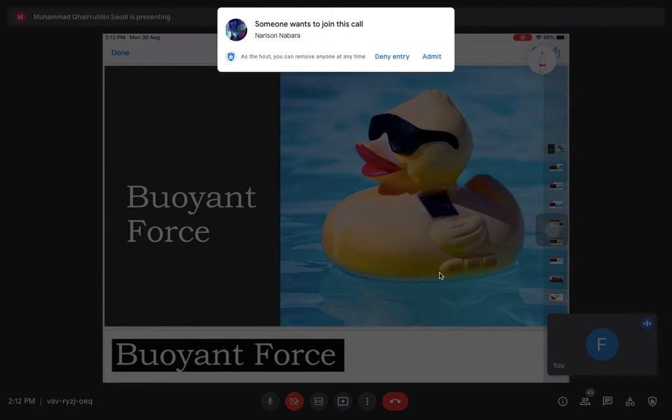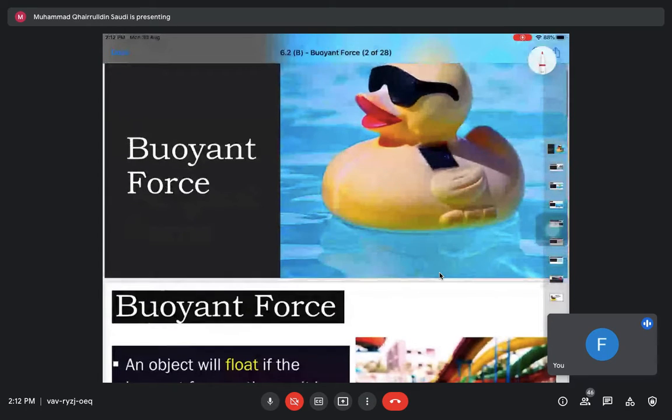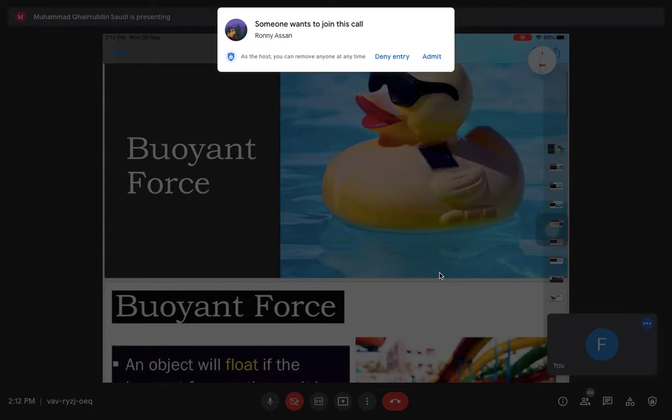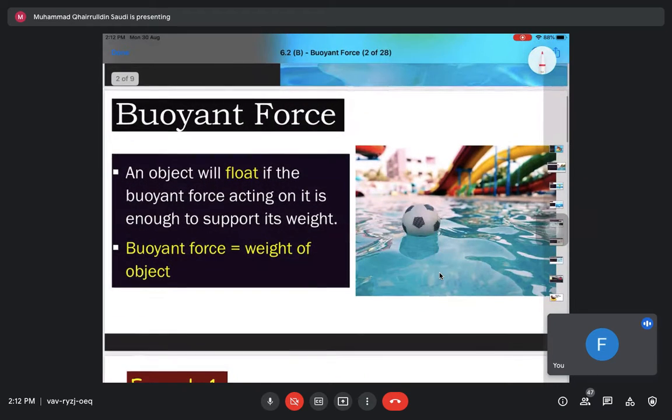Alright, the first one is buoyant force. We already learned about buoyant force before. We know that buoyant force is a force that makes some object float on a fluid. So an object will float if the buoyant force acting on it is enough to support its weight.